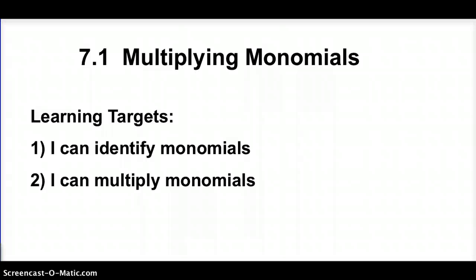So first, two learning targets. One is I can identify monomials. I need to know what they are. And second, I can multiply monomials. So after we learn what they are, we'll show you some rules to be able to multiply them quickly and easily.